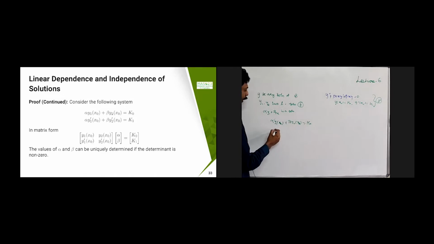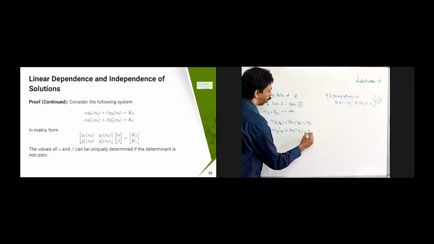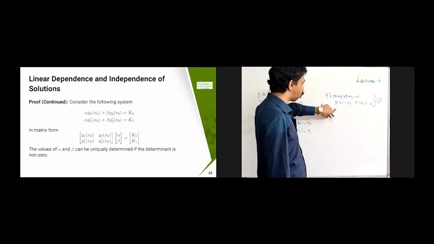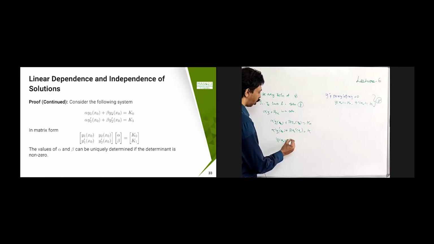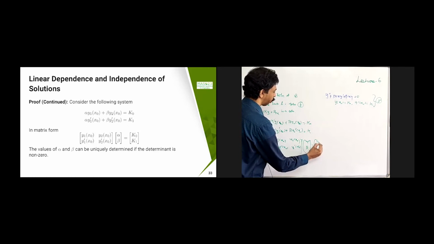Similarly, alpha y1 dash of x naught plus beta y2 dash of x naught should also satisfy y dash of x naught equal to k1, because alpha y1 plus beta y2 is a solution. It should satisfy this one as well as the previous one. I am just substituting. So in matrix format, I can write this as the matrix with rows y1 of x naught, y2 of x naught, and y1 dash of x naught, y2 dash of x naught, multiplied by alpha, beta, equal to k naught and k1.